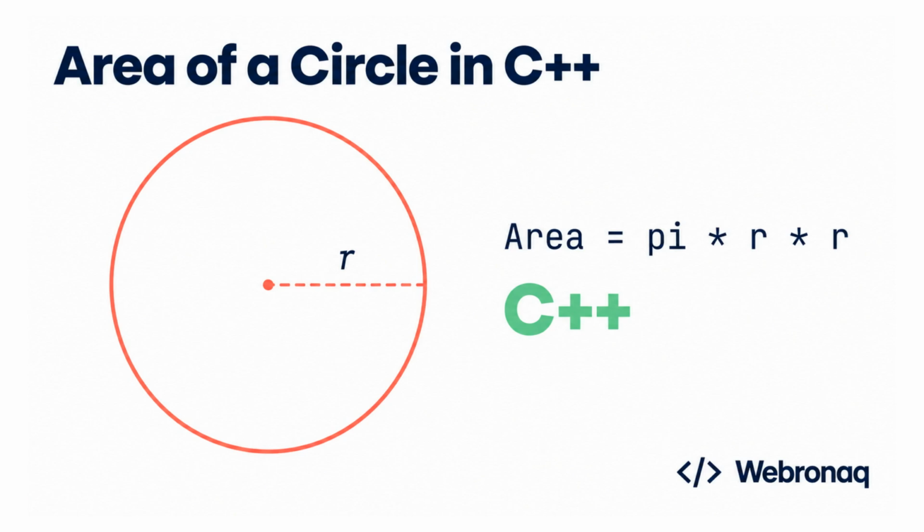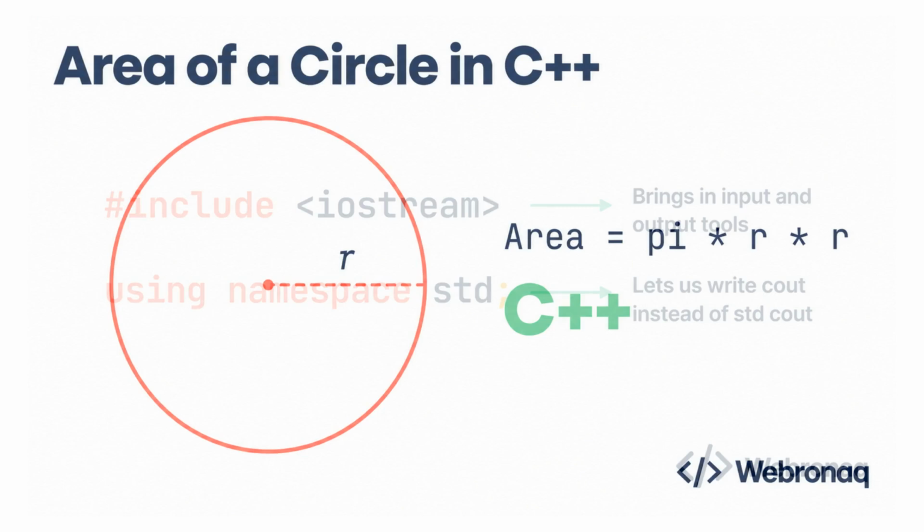The formula itself is the one you already know. Area equals pi times the radius squared. Pi is irrational, meaning its decimal expansion never ends and never repeats, so the moment we store it in a computer, we're already making an approximation. Keep that in the back of your mind. It'll matter later when we pick the right data type. Alright, let's set up the first piece of the program.